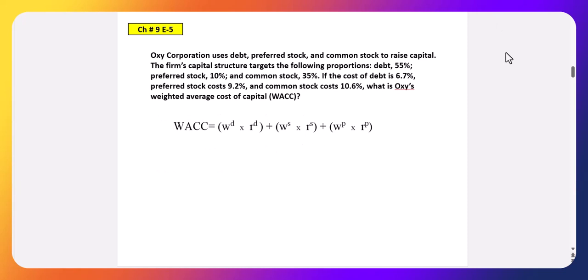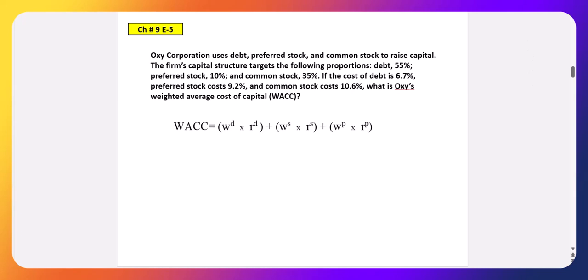Exercise 5. In this exercise, I provided the weighted average cost of capital for the capital structure consisting of debt, D, common stock, S, and preferred stock, P. Oxy Corporation uses debt, preferred stock, and common stock to raise capital. The firm's capital structure targets the following proportions: debt 55%, preferred stock 10%, and common stock 35%. If the cost of debt is 6.7%, preferred stock has a cost of 9.2%, and common stock costs 10.6%, what is Oxy's weighted average cost of capital?